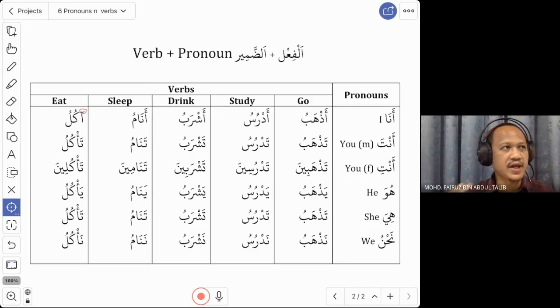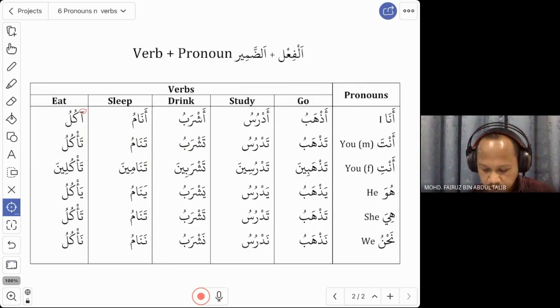So again, you find another word. What do you eat? I eat rice, for example. So find the word rice, ruz, akul ruz. Or another word, chicken, dajaj, akul dajaj, and so on. All right? So this is how you use the word azhab for ana. That is number one. Now, we go for the second one.